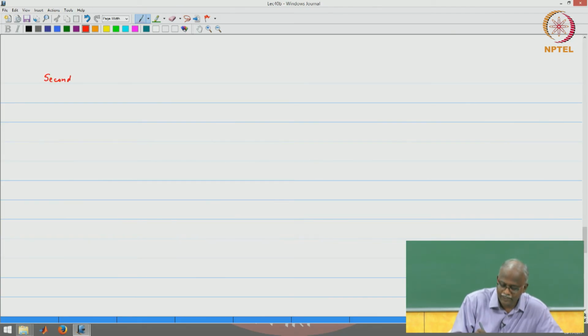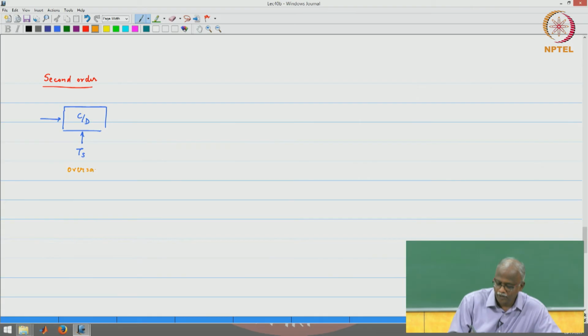I will leave this as an exercise for you to verify, but basically the structure is like this. You pass it through a C to D with oversampling, followed by the A to D conversion with the noise shaping.